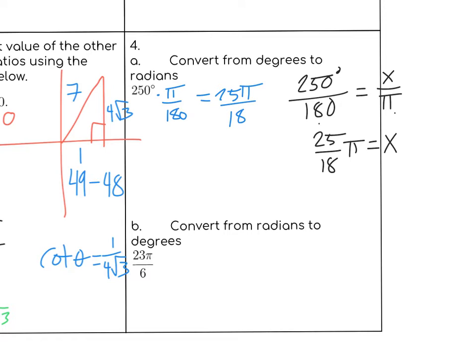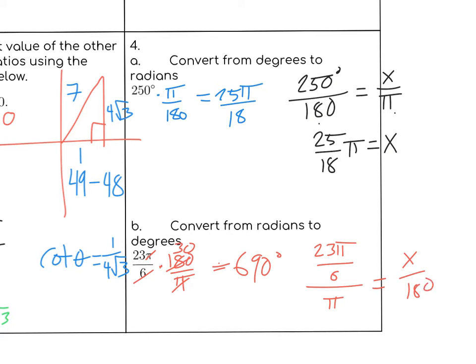For the next one, going from radians to degrees, I could either do this as a conversion factor times 180 over pi. And when I do that, that cancels to get 30. My pi's cancel out. 23 times 30 is going to be 690 degrees. I could also set this up as a ratio. 23 pi over 6 over pi is equal to x over 180. My pi's cancel. 23 over 6 times 180 would be 690.